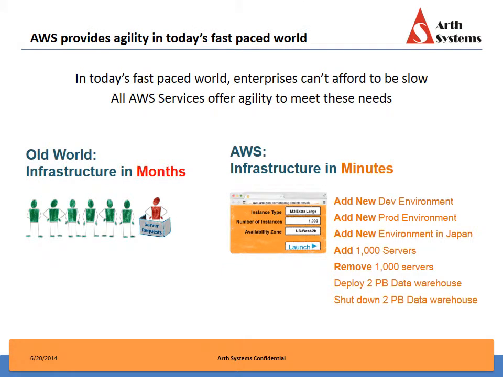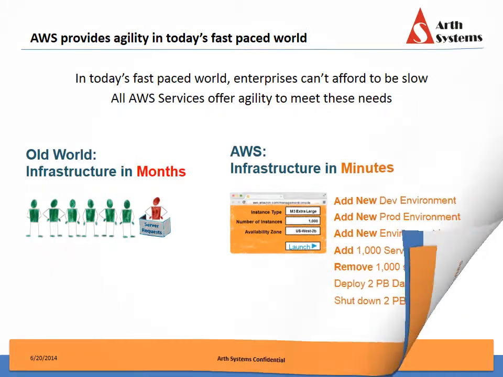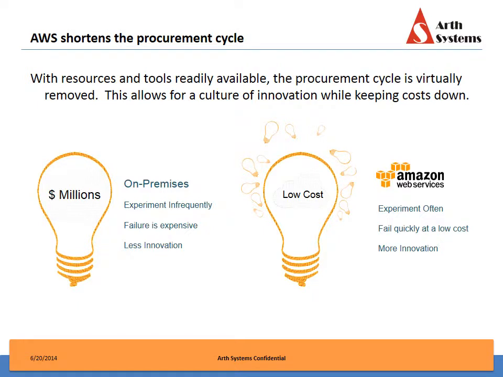AWS provides agility in today's fast-paced world. The AWS infrastructure changes the timeline for deploying new servers from months to minutes. Servers can be added and removed in groups, and deployment and management of groups of servers further increases the efficiencies that are available with AWS. The virtual removal of the procurement cycle allows for a culture of innovation while keeping costs down. Developers now have the ability to experiment often, fail quickly at a low cost, and move on to the next project.